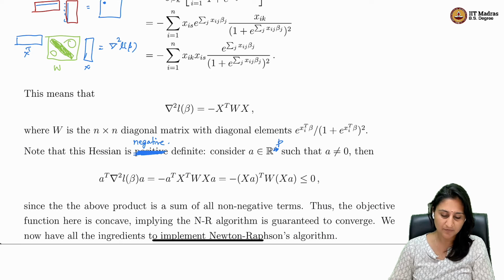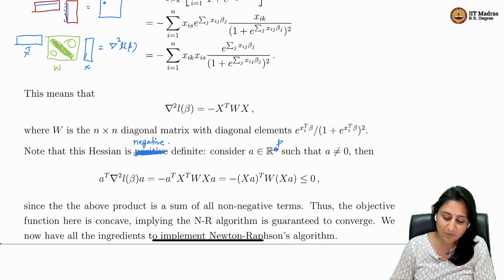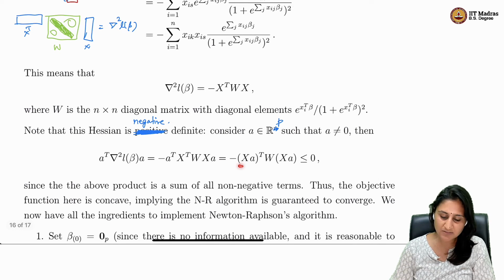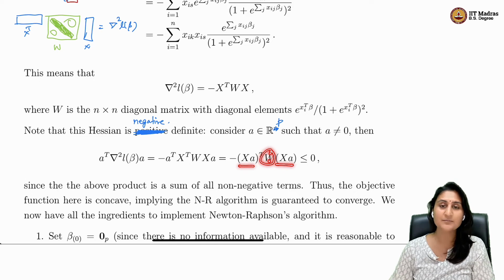Well, I substitute what this looks like back here, so I get a negative outside, A transpose X transpose W X A. But then A transpose X transpose can be written as XA transpose W of XA. But now, what is this? This is basically a squared term. This is a diagonal matrix, right? A diagonal matrix where every element is positive. And these are just products of positive terms.